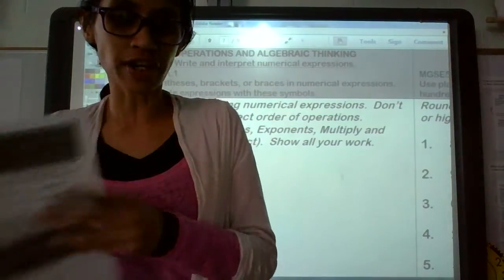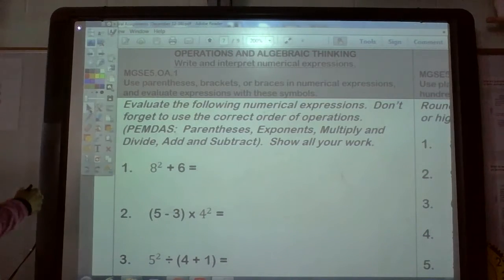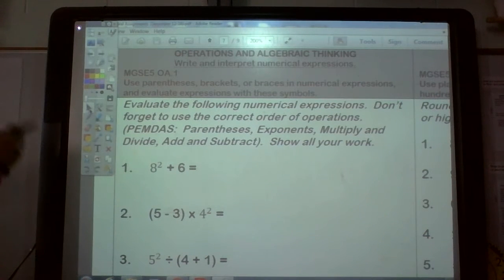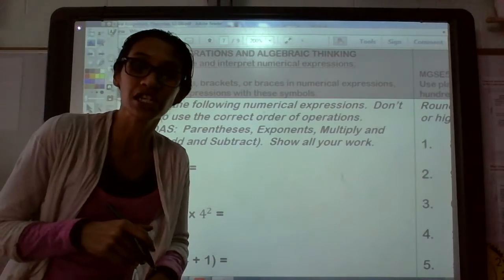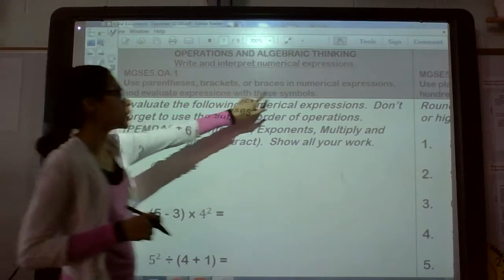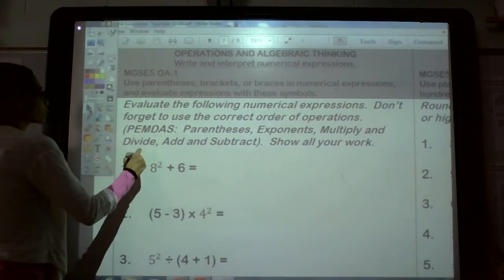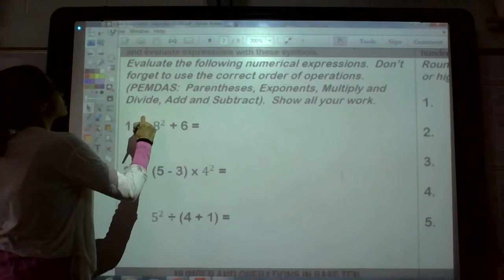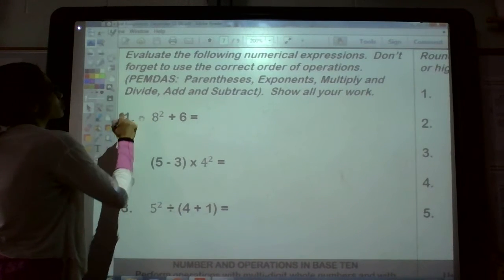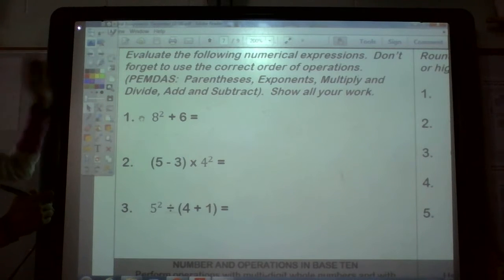Make sure you have your sheet. I have mine. We're right here starting off our studying for the day. It says operations in algebraic thinking. Read it with me. Write and interpret numerical expressions. Use parentheses, brackets, or braces in numerical expressions, and evaluate expressions with these symbols. Here are your directions. Evaluate the following numerical expressions. Don't forget to use the correct order of operations.